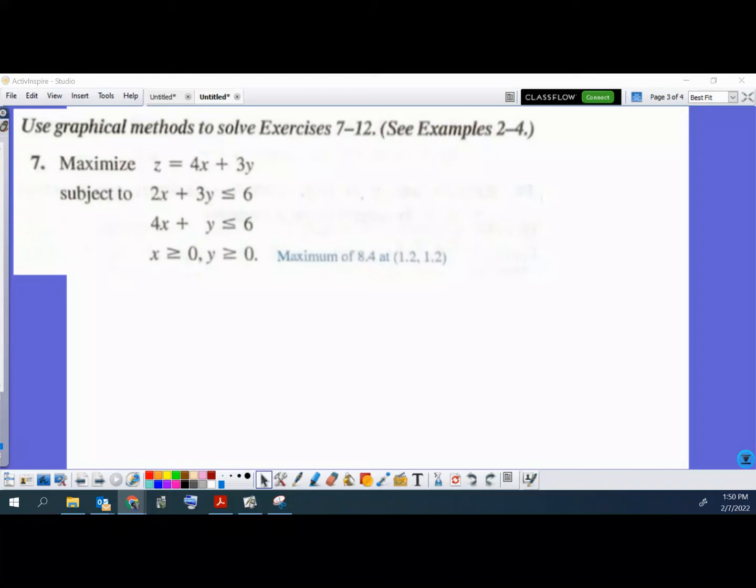All right, guys. So the difference on this one from the last one is that we need to make the feasible region first. So it's not given, right? Instead, we have these. They're called constraints. So when it says maximize z equals 4x plus 3y, again, that's called the objective function. That's the thing we want to maximize or minimize.